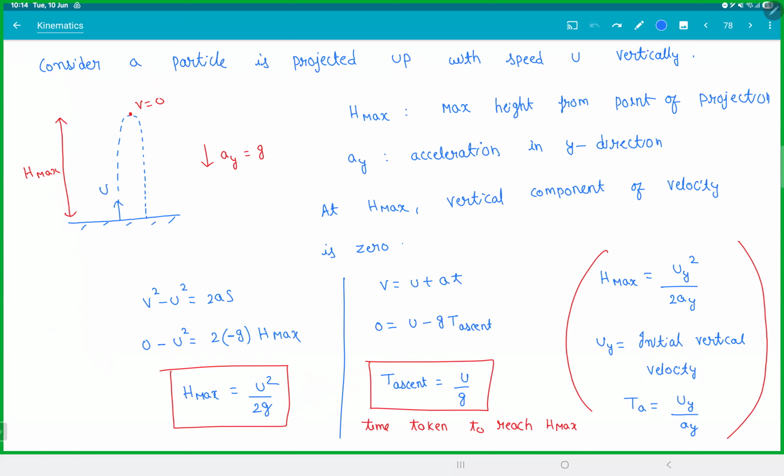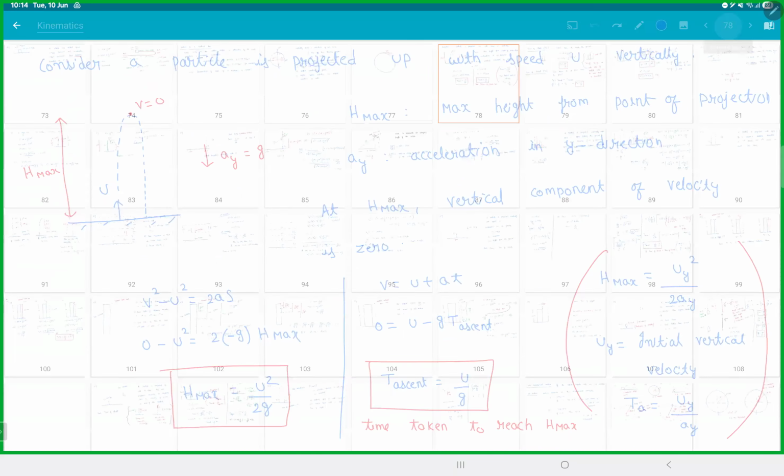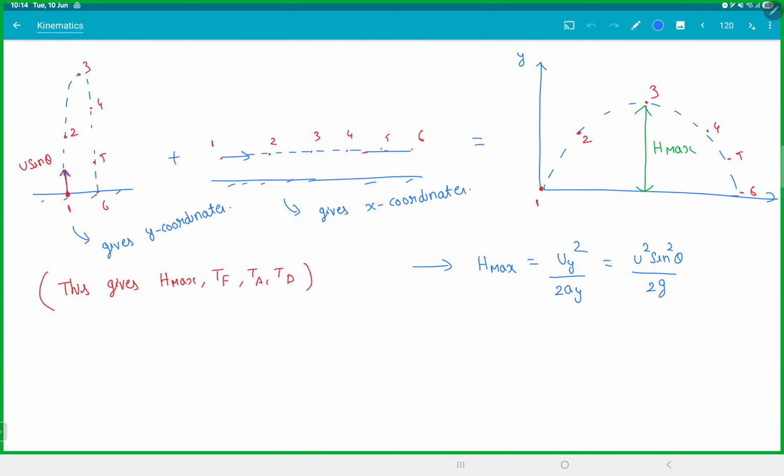So when you're finding H max, the velocity which is important is the vertical velocity. You don't take care of the full speed. So H max is u square sine square theta by 2g. What is time of flight? 2uy by ay, which is 2u sine theta by g. So wherever there was u before, it will be u sine theta in that place. Is that making sense, everyone? Time of ascent will be equal to time of descent. That will be u sine theta by g.